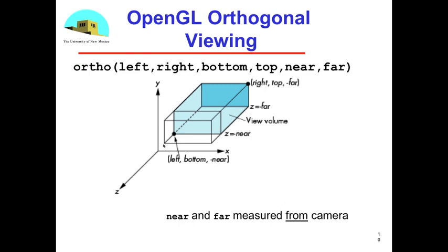So in orthogonal, all the projectors are parallel, so what I wanted to do is describe a box here, and I could describe it in any plane of constant z by giving you the bottom left corner, which has an x coordinate of left and a y coordinate of bottom, and the top right then has coordinates right, top. And if I allow now, which I will, front and back clipping planes, then you have a minimum z and a maximum z.